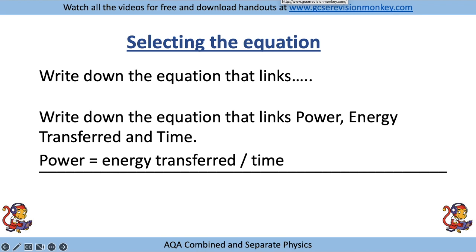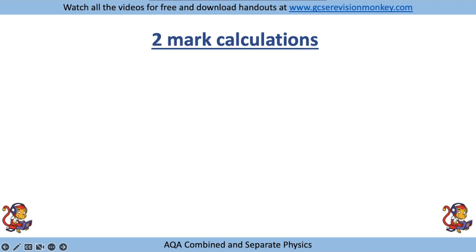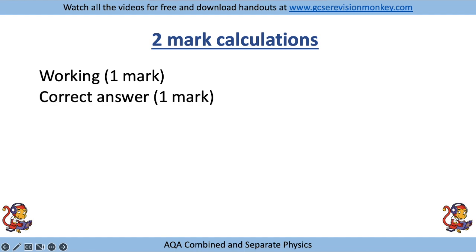30% of your physics exam is going to be using calculations, and a lot of them will come through these equations. So I'm going to spend a little bit of time on where you're going to get the marks for these equations, because if you can nail these, that's 30% of your exam sorted. So let's have a look at 2-mark calculations first of all. Really, you're getting 1 mark for your working and 1 mark for your correct answer.